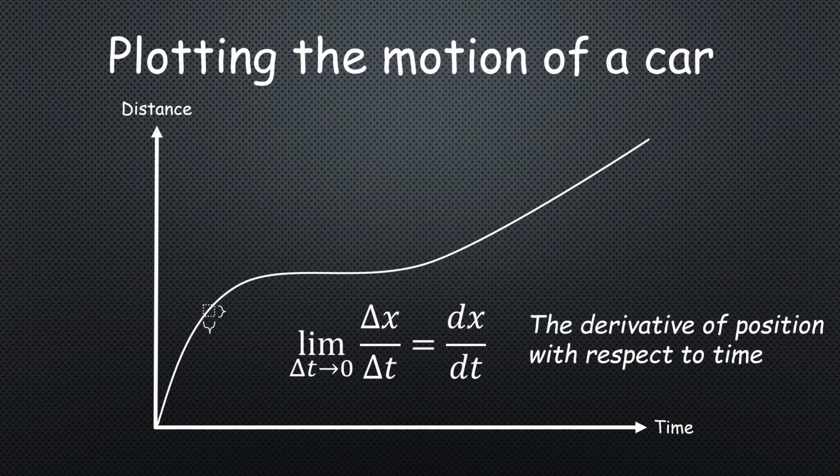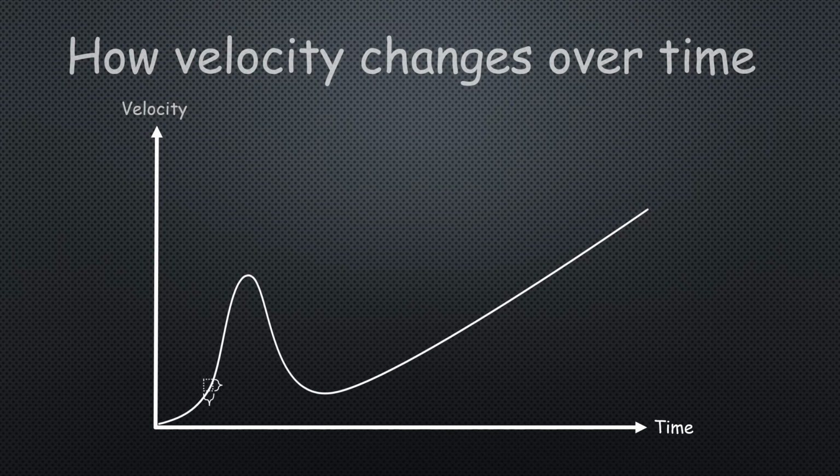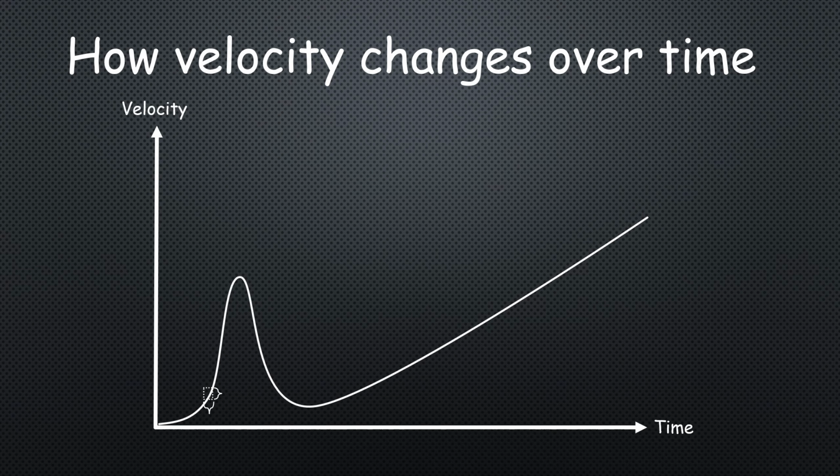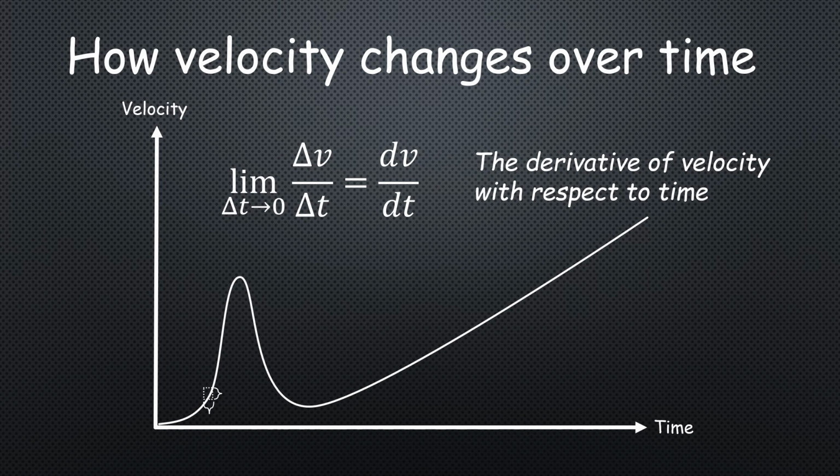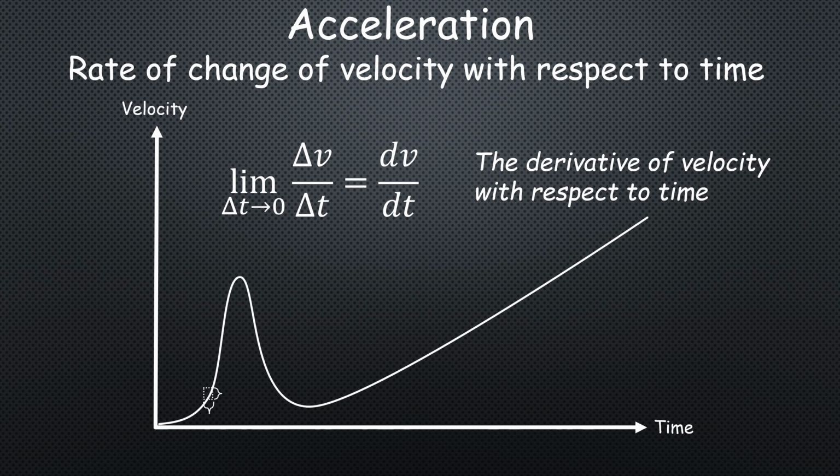This notation represents the derivative of position with respect to time. We can take things a step further by examining how velocity itself changes over time. By plotting a graph of velocity versus time and calculating its derivative, just as we did with position, we arrive at a new quantity, acceleration. Acceleration is the rate of change of velocity with respect to time, and it's measured in meters per second squared.